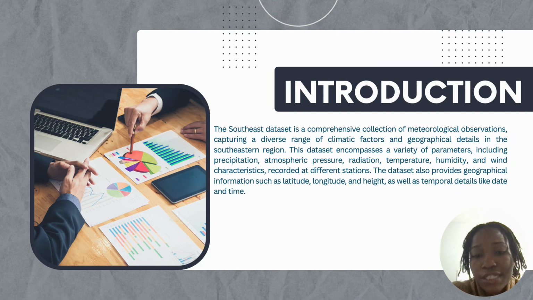So for the quick introduction here, it's a southeast data set. So it's the southeast of Brazil, and it's a comprehensive collection of different observations, and it captures a diverse range of climatic factors. Examples of the parameters are precipitation, atmospheric pressure, temperature, humidity, and wind. It also includes different geographical information such as the latitude and longitude and height of the particular locations. The data set was divided into regions and stations, and it includes the date and times at which this information was collected.